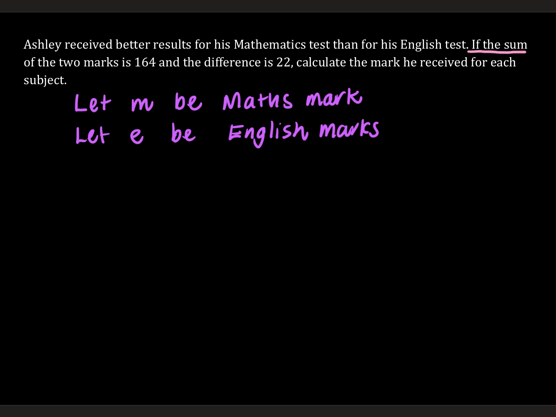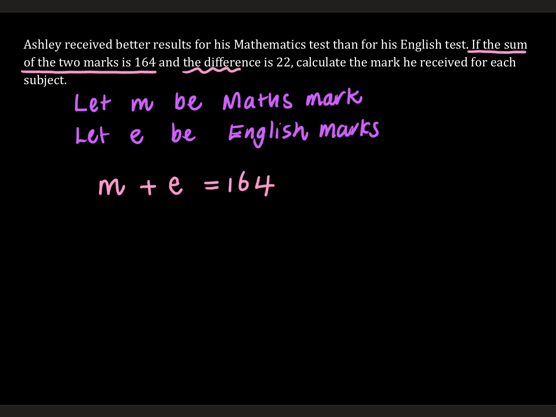If the sum of the 2 marks is 164. Now, what does sum mean? Sum means add up. So if I add up the 2 marks, I get 164. How do I write that? M plus E, the maths mark plus the English mark, will give me 164. There we are. Then I need to keep reading.